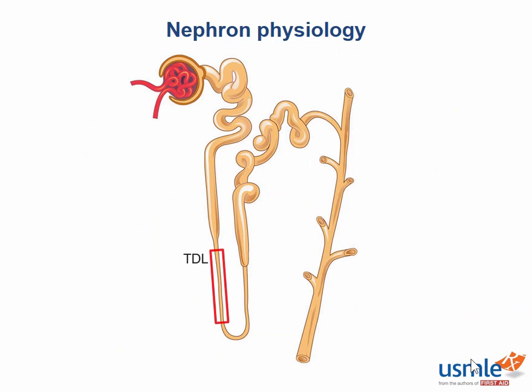In the thin descending loop of Henle, sodium is trapped in the tubular lumen while water is passively reabsorbed from the urine filtrate. Do you remember what drives this water reabsorption? It is the hypertonicity of the surrounding medulla which allows for the concentration of the filtrate in this portion of the nephron. The thick ascending limb, in contrast, allows for solute reabsorption, but is impermeable to water.